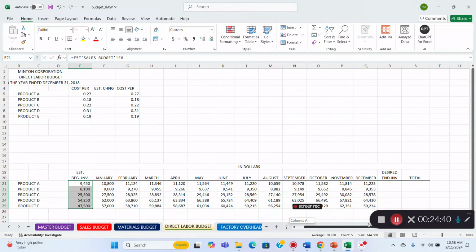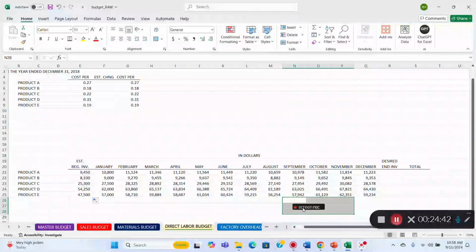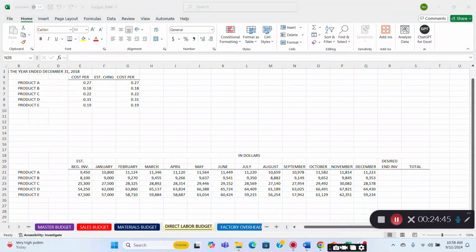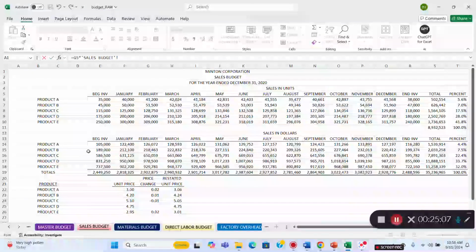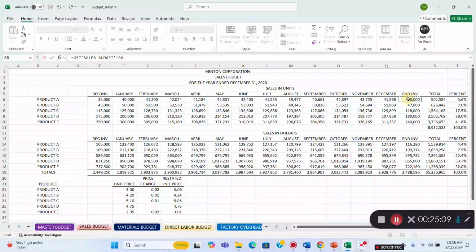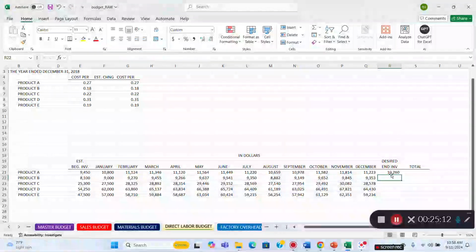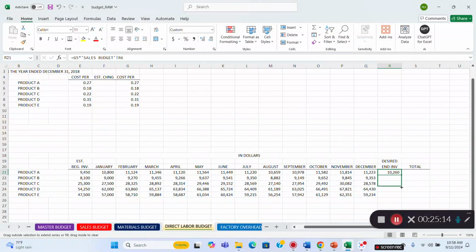And then I have to come down here to the, oops, let me get rid of the screen recorder here. I have to come down to the desired ending inventory. It'll be the same thing, except that in this case, we're going to use the new number because if we had an increase, we'd want to use what we're currently experiencing versus what we experienced last year, right? So times the sales budget over here for the ending inventory. Boom. And then we're going to drag that down.